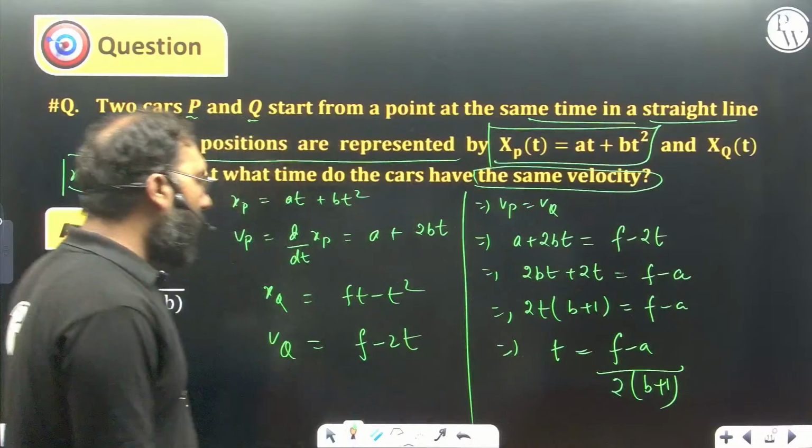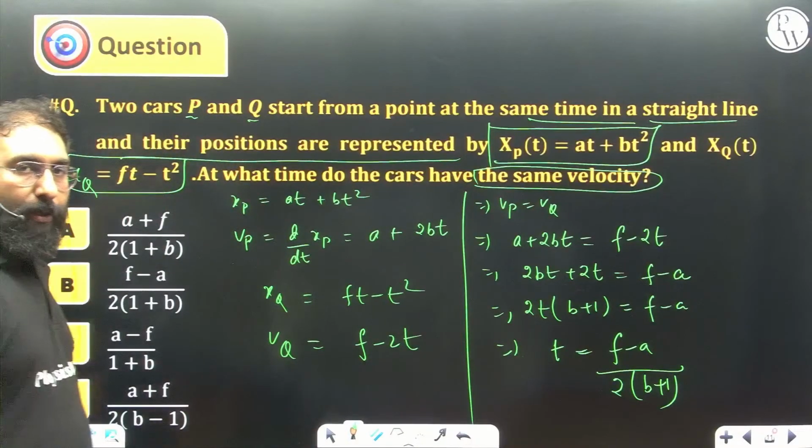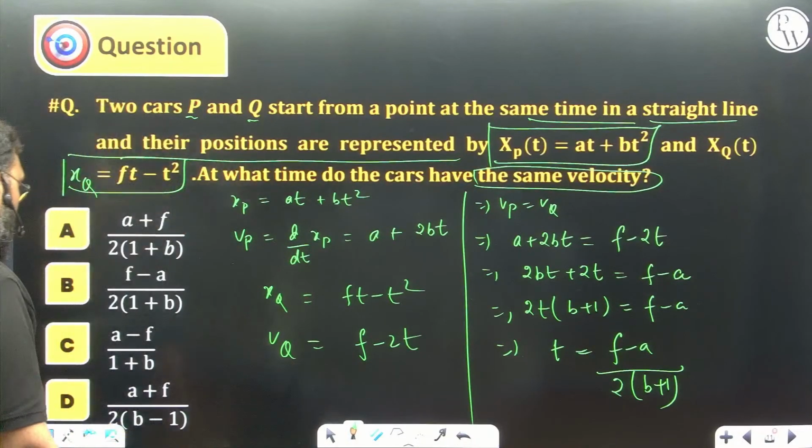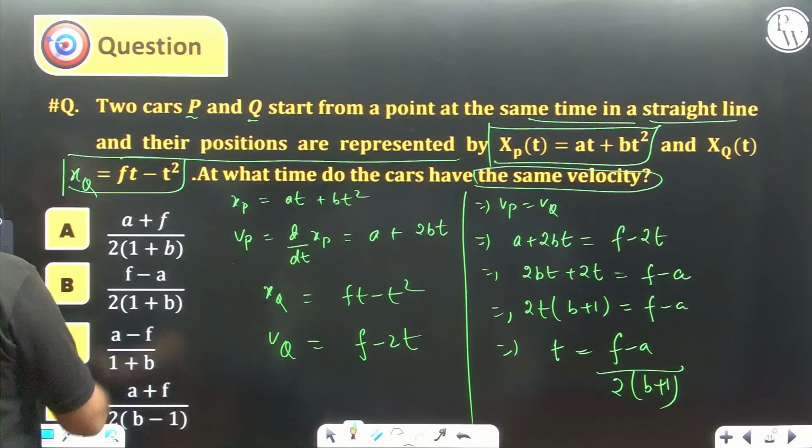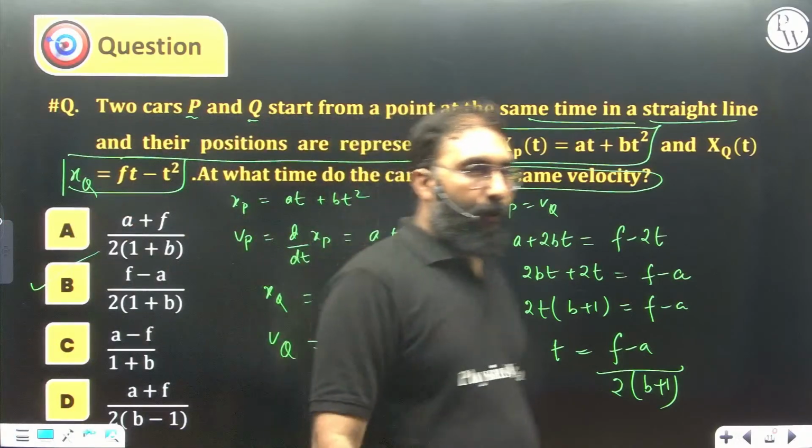So we have got the time when the velocity of the two cars will be equal, and that is f minus a upon 2 times of b plus 1. So this is the B option. B is the correct answer.